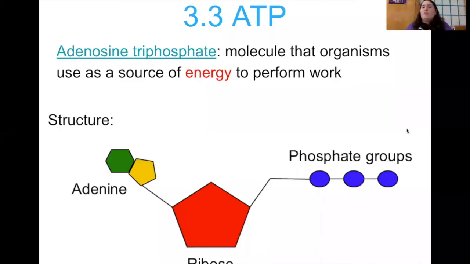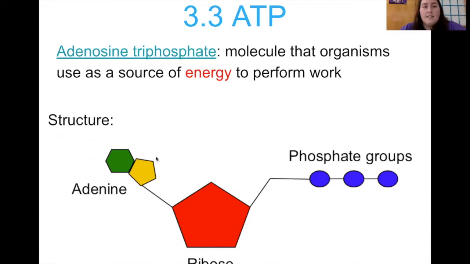So we're going to talk about 3.3, or ATP. And I've mentioned this previously in, I believe, the first unit. ATP, or adenosine triphosphate, is just a molecule that we use as a currency for energy. It's used in order for us to do work or movement. And this is what the basic structure of ATP looks like.